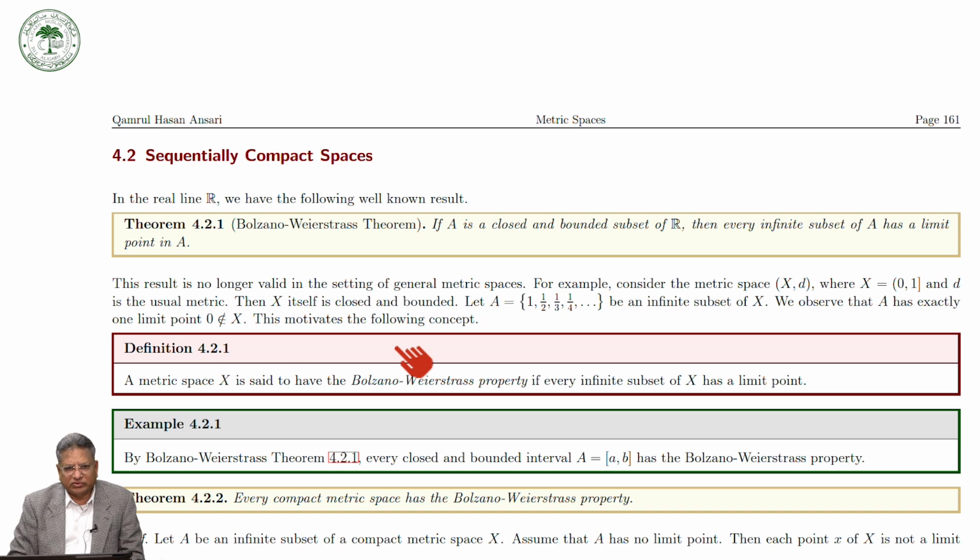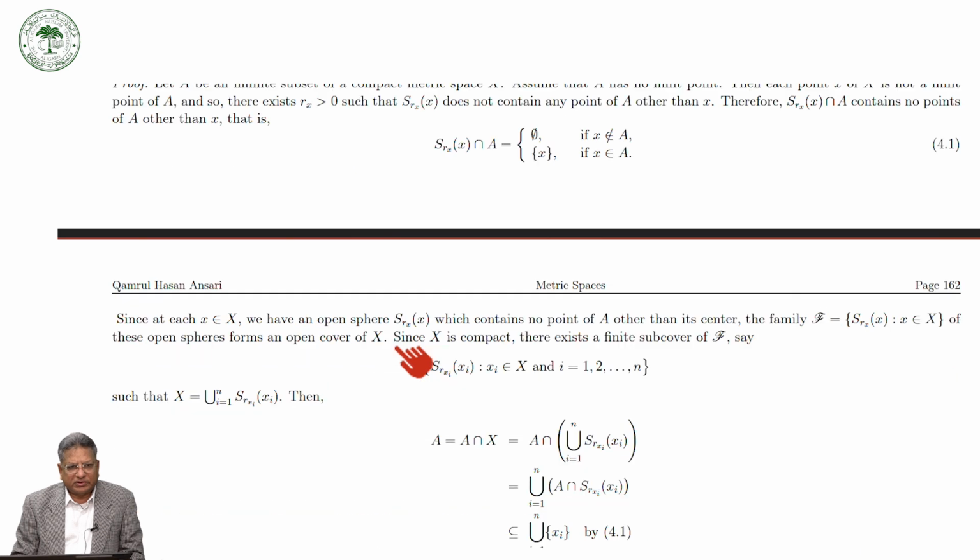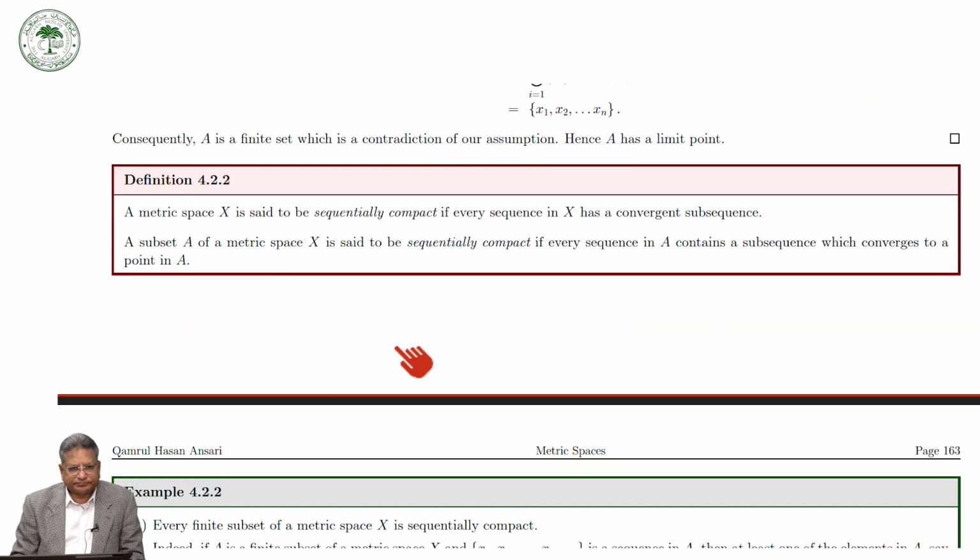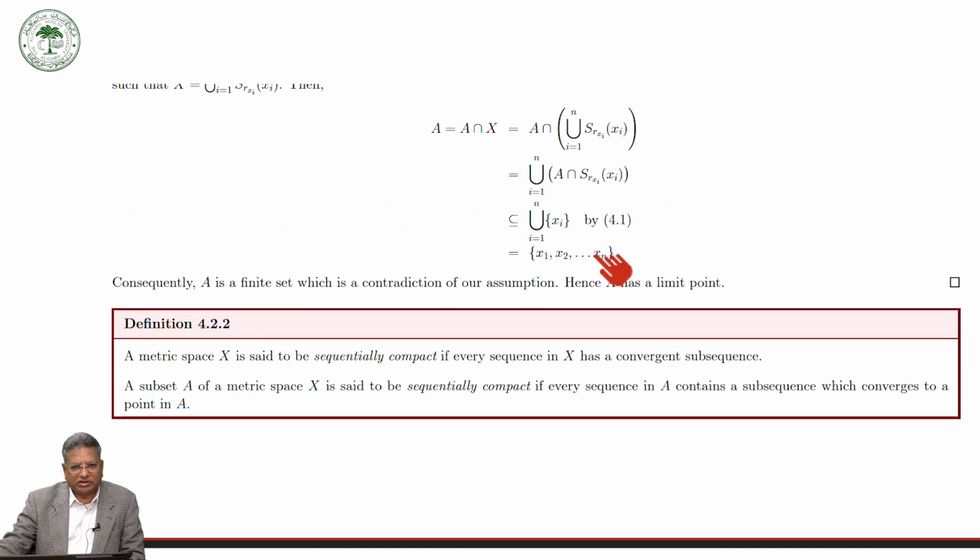Sequentially compact set means first we recall the Bolzano-Weierstrass property. A metric space X is said to satisfy the Bolzano-Weierstrass property if every infinite subset of X has a limit point. And then we have sequentially compact: every sequence in X has a convergent subsequence. So, Bolzano-Weierstrass property, sequential compactness and compactness, we have proved that all these three concepts are equivalent in metric spaces.